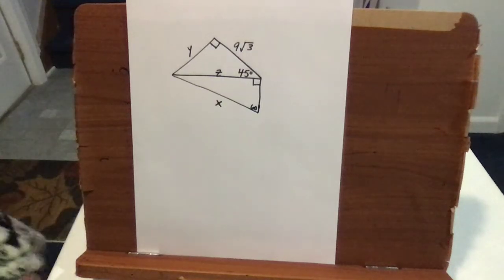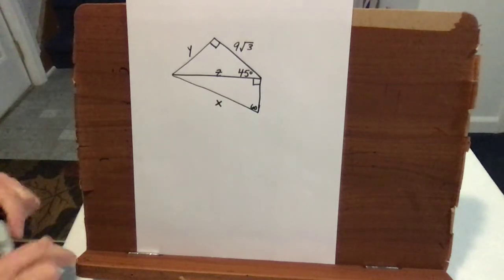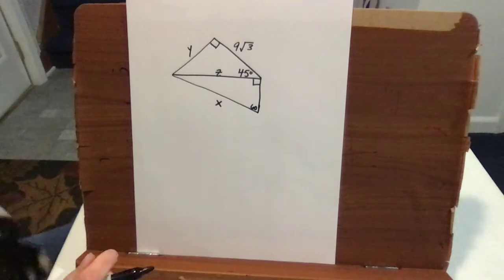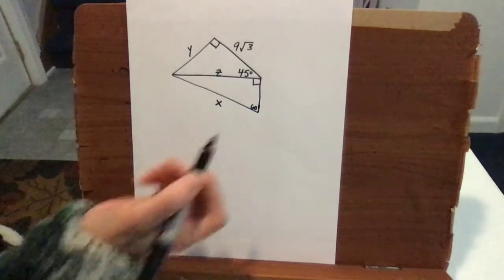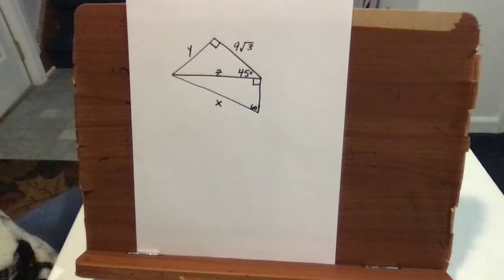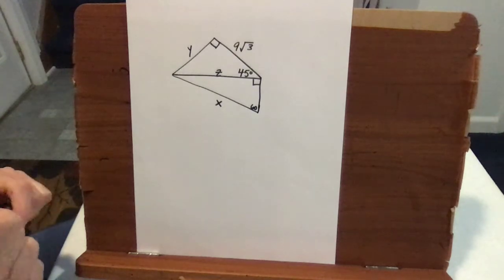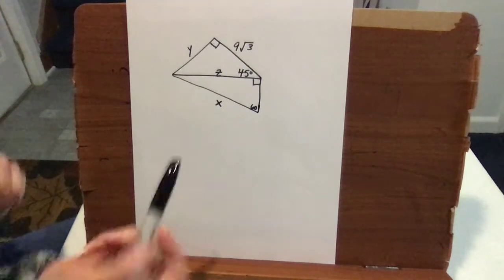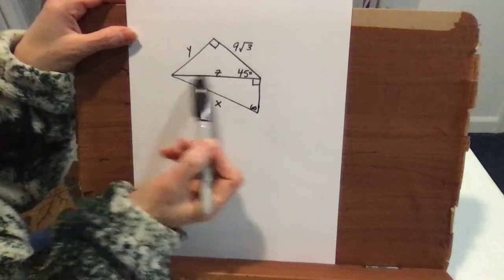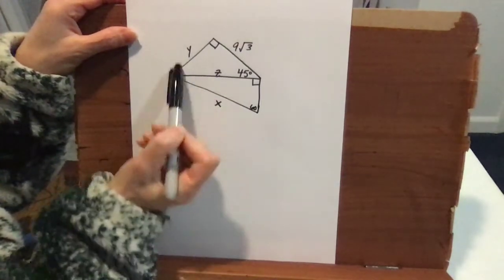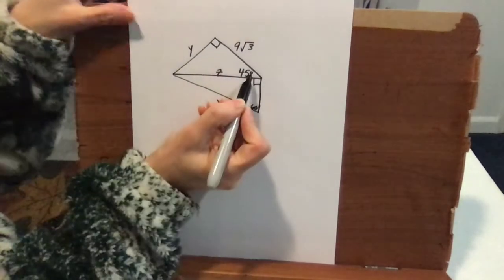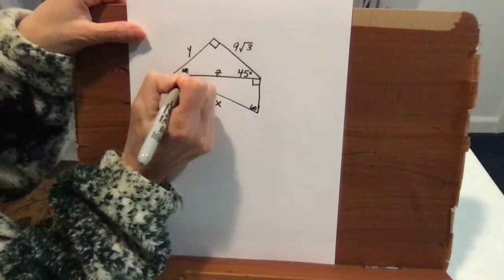All right, today we're going to take a look at multi-step problems involving special right triangles, which are our 45, 45, 90 right triangles and our 30, 60, 90 right triangles. So here we have two triangles that are sharing a side. This one's a 45, 45, 90 right triangle, because if that's 45 degrees, so is this.